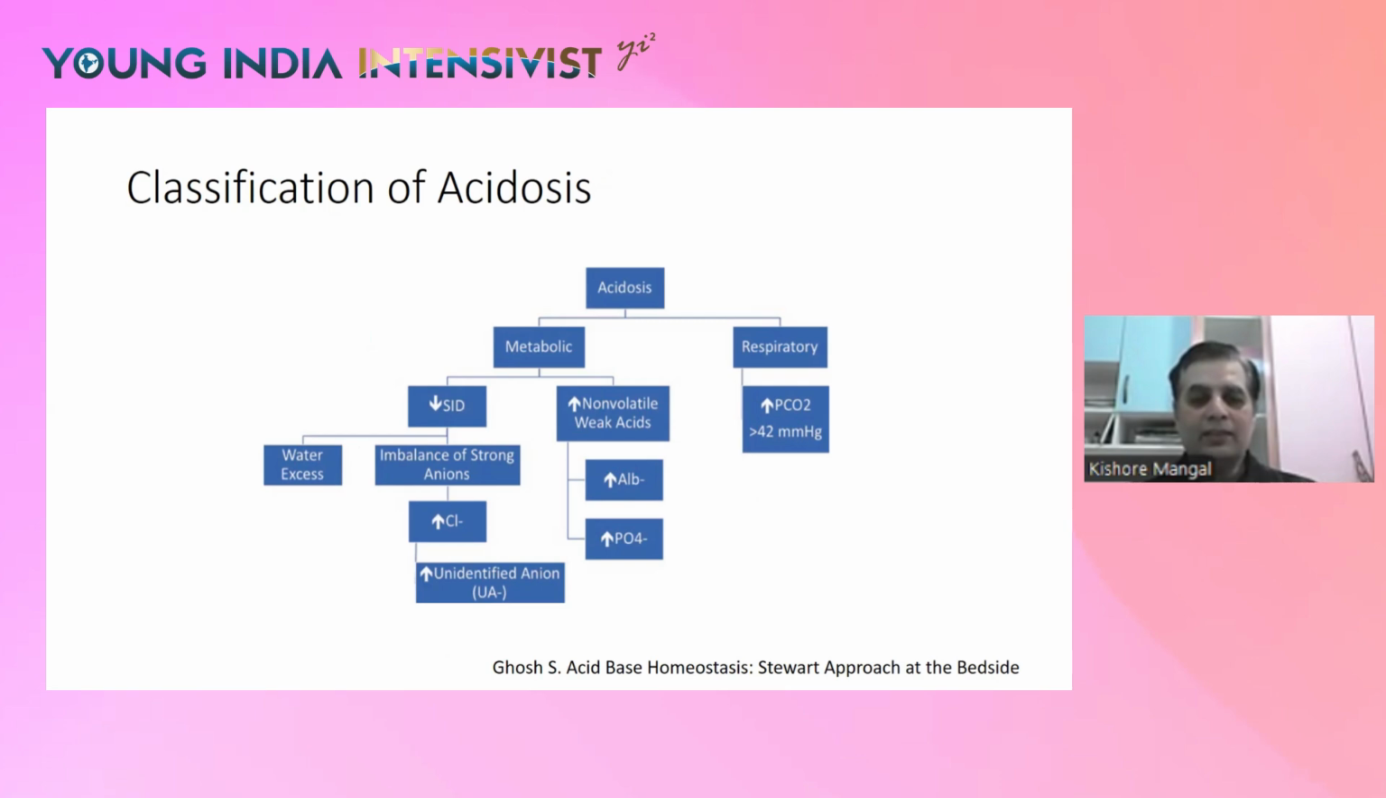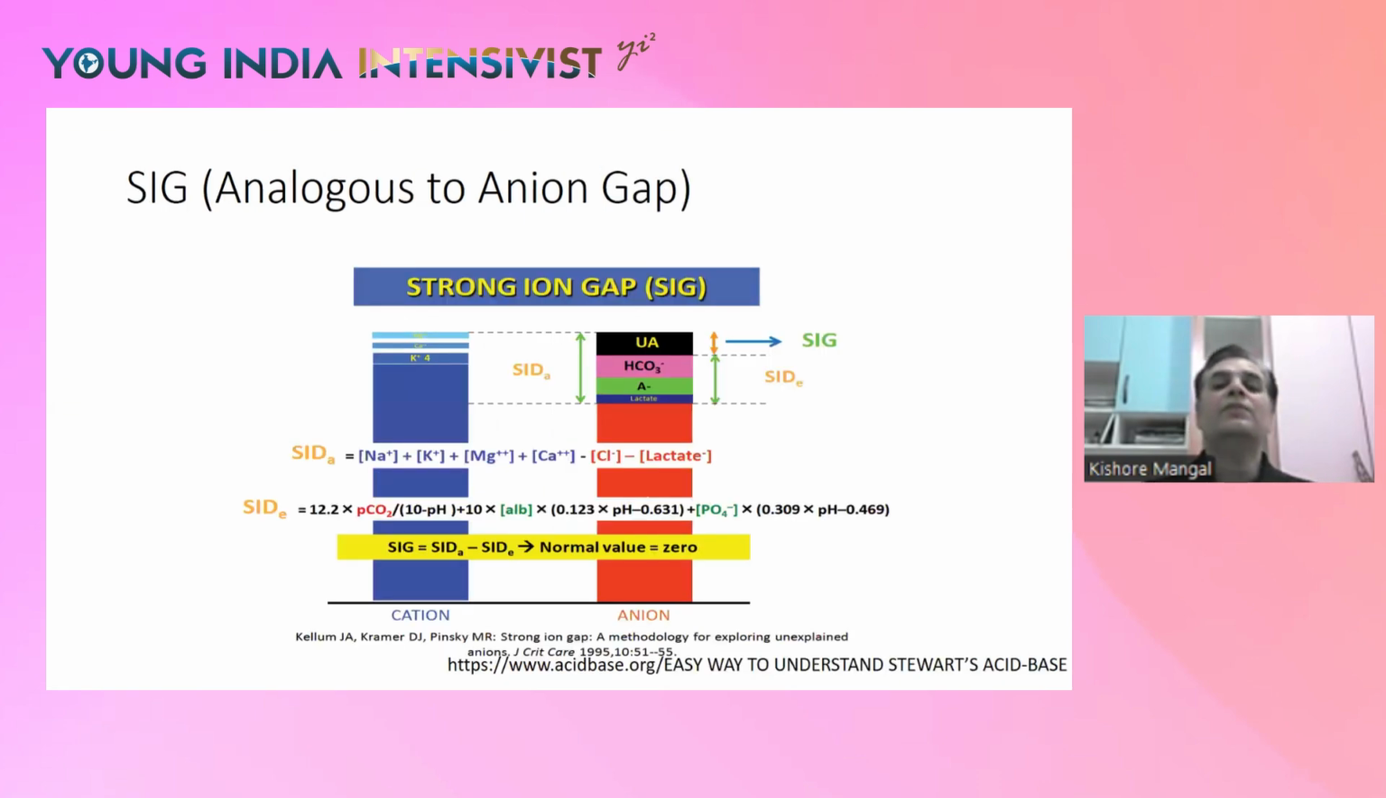As we had discussed, the unidentified anion, so far in the previous slide we have not discussed. To identify whether an unidentified anion is there in significant quantity, in the traditional approach we calculate the anion gap. Here we calculate the strong anion gap. Strong anion gap is the difference between SID-A and SID-E. SID-A is the apparent SID, which is sodium, potassium, magnesium, calcium minus chloride and lactate.